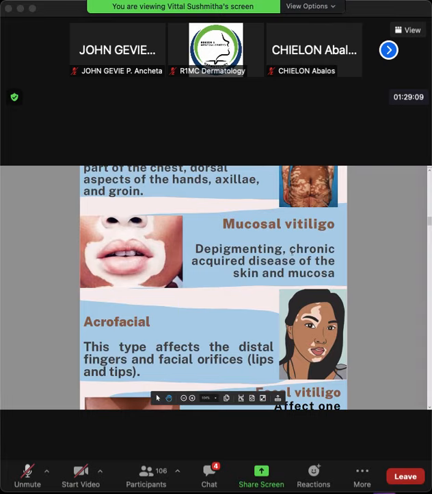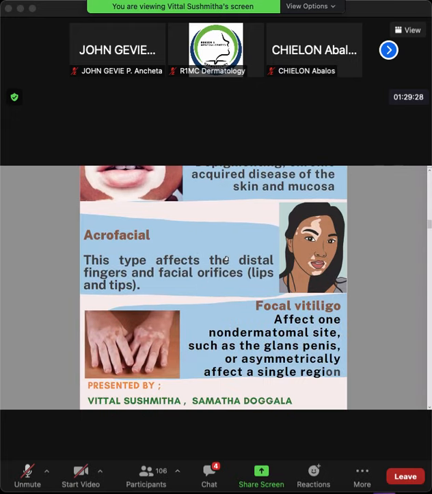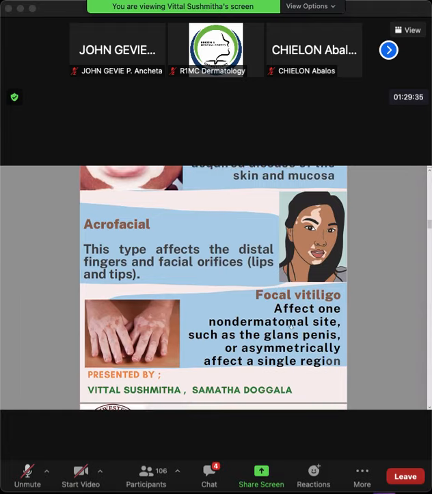And for mucosal vitiligo, a depigmenting chronic acquired disease of the skin and mucosa. And acrofacial, this type affects the distal fingers and facial orifices, the lips and tips. And focal vitiligo affects one non-dermatomal site, such as glans penis, or asymmetrically affects a single region.